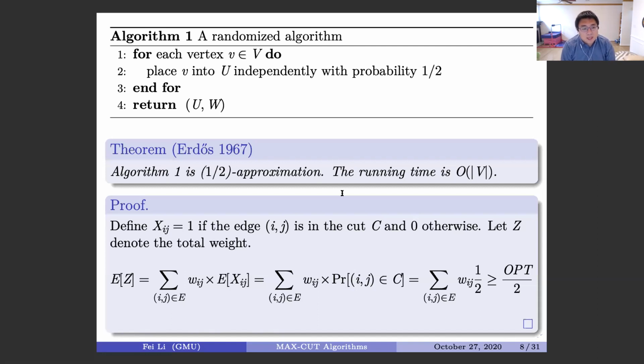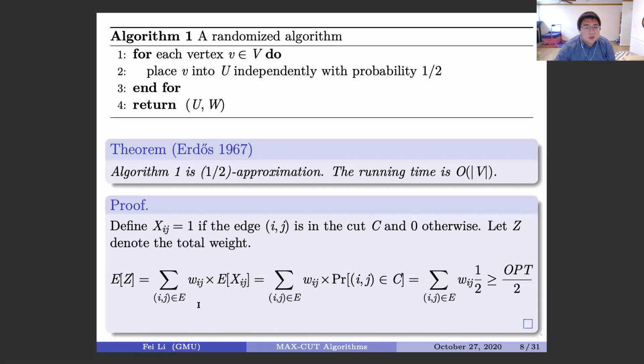Paul Erdos proved that the algorithm itself is a two-approximation. Of course, the concept of approximation ratio was not termed at that time, but Paul Erdos shows the relationship between the algorithm's performance and the upper bound of the optimal solution. The running time is linear in the number of vertices in this set, and of course this is a for loop. Here we have an indicator variable to indicate whether an edge is included in the cut or not. The proof is pretty easy and straightforward.